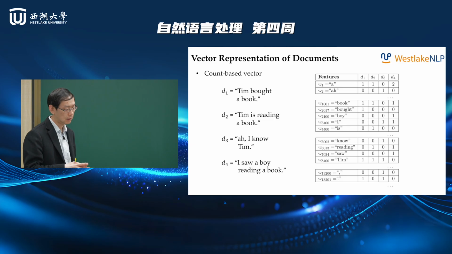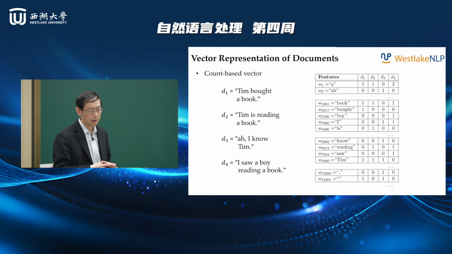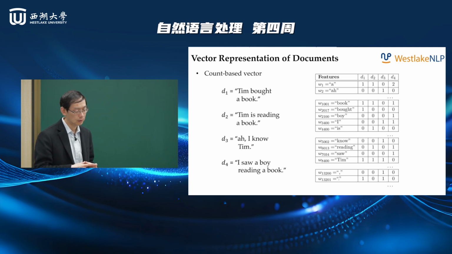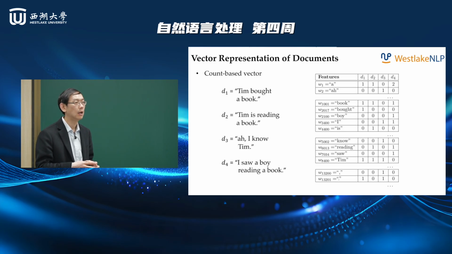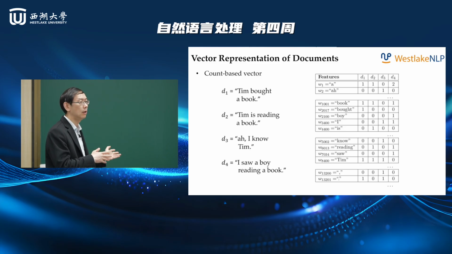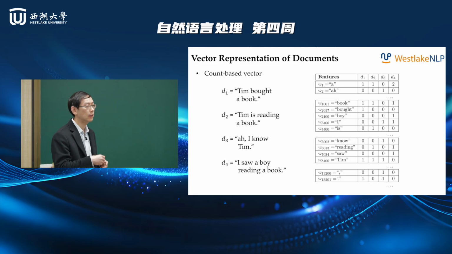So suppose that we have 4 documents. One is Tim bought a book. One is Tim reading a book. One is I know Tim. The fourth one is I saw a boy reading a book, right? How do you map these 4 sentences or documents into vectors?